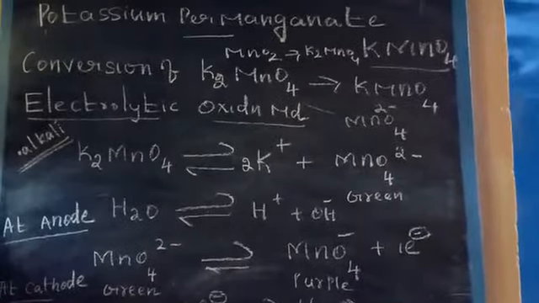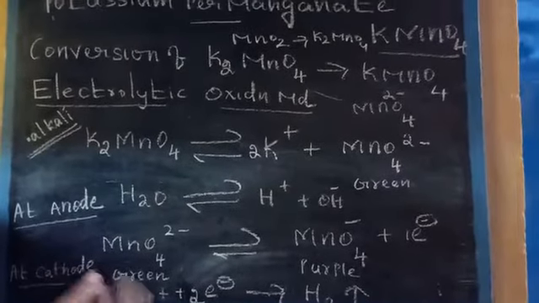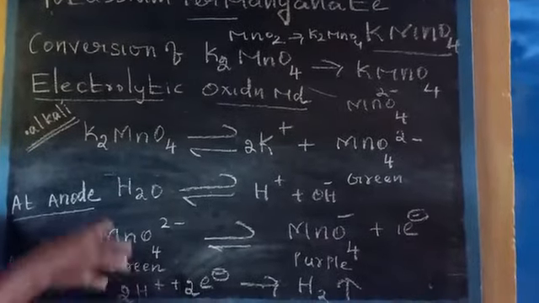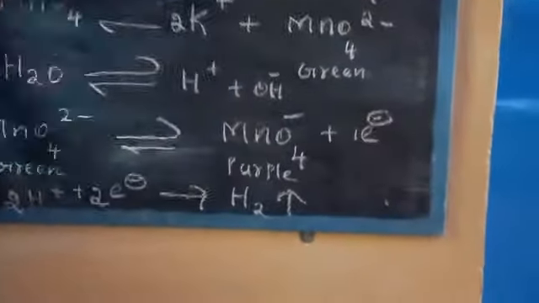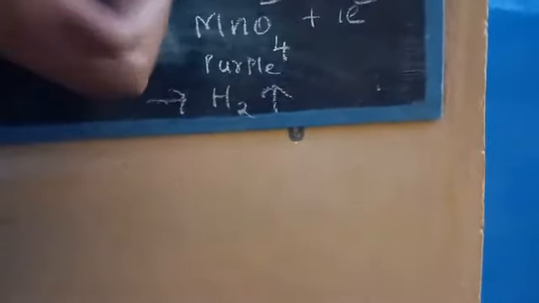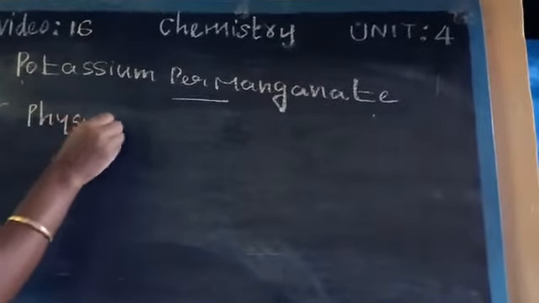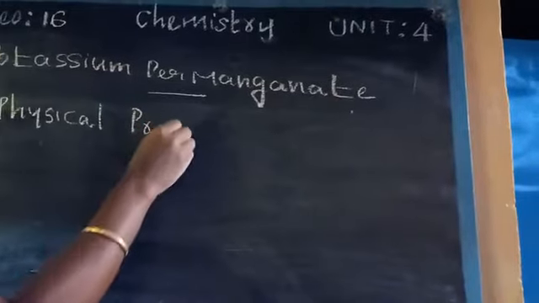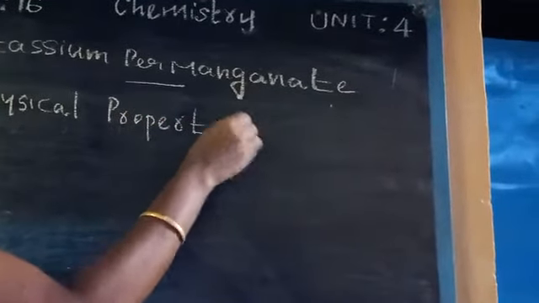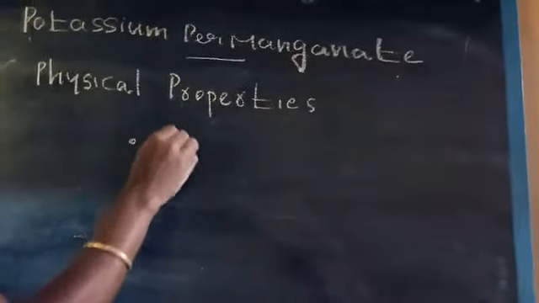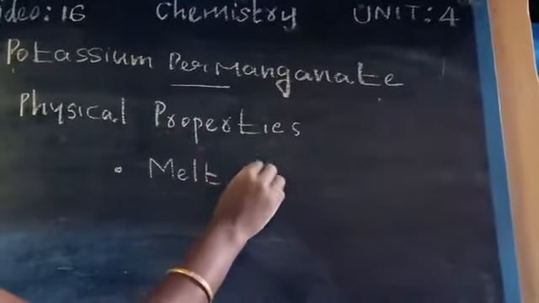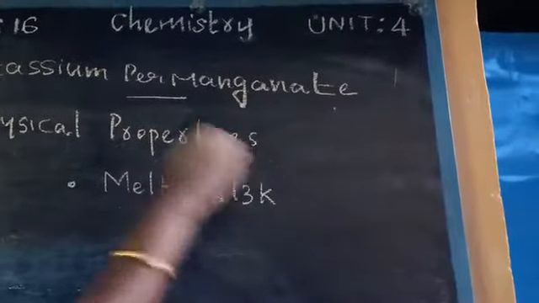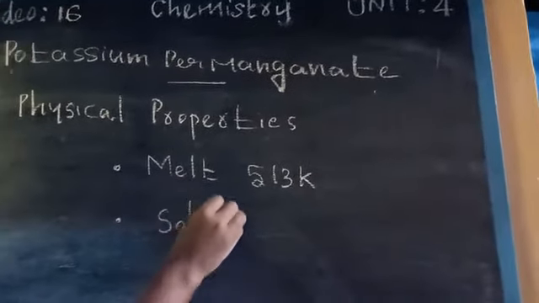Now see the physical properties. Physical properties mean melting point, boiling point, solubility, etc. First, the color: it is a dark purple crystal. Next, the melting point is 513 Kelvin. So, physical properties: first color, next melting point, it melts at 513 Kelvin. Next, talk about the solubility in water.